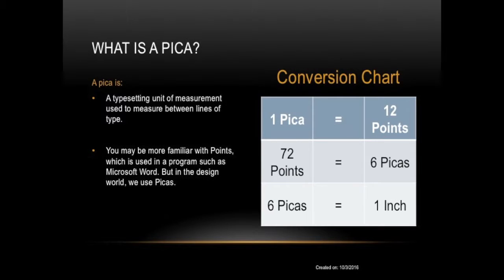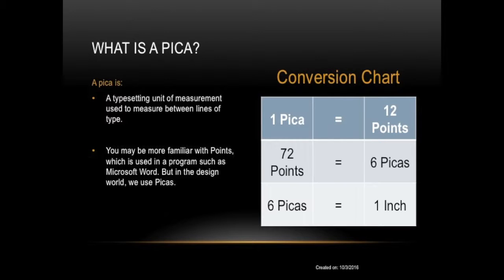Let's start out with some terms and tips before getting into the next video, which will be on file menu options. Let's start out with what is a pica. A pica is a typesetting unit of measurement used to measure between lines of type. You may be more familiar with points, which is used in a program such as Microsoft Word, but in the design world we use picas.